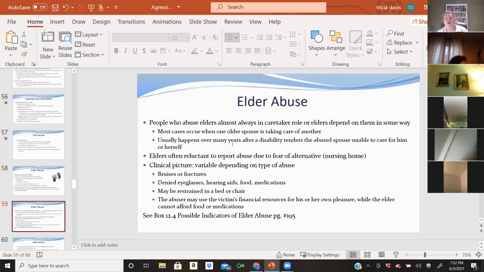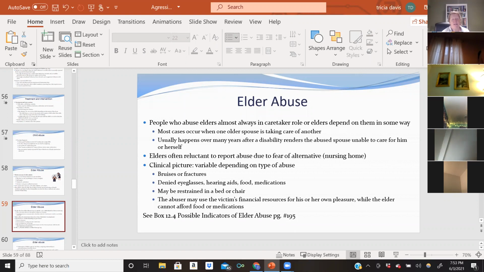So people who usually abuse them are almost always the caretaker or the elders dependent on them in some way. Most cases occur when an older spouse is taking care of another spouse. It usually happens over many years after a disability renders the abused spouse unable to care for himself or herself.